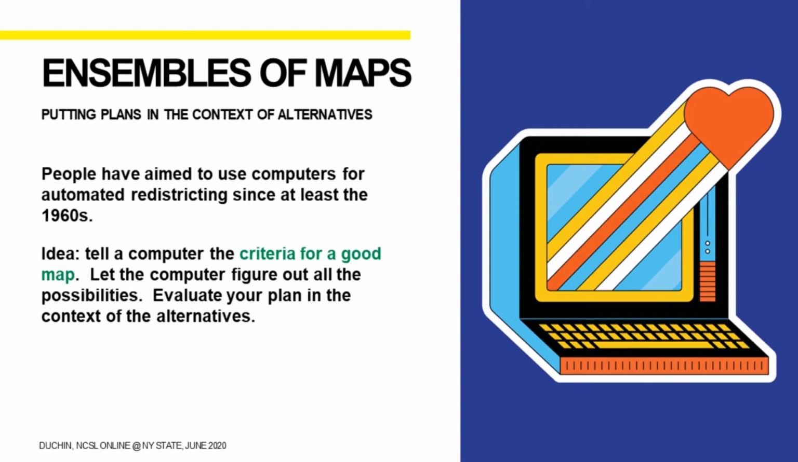First I'll say that this has been a dream in redistricting for 50 plus years. At least since the 1960s, computer scientists and political scientists have been writing articles saying that with the growth in computing power, we should be able to just tell a computer what we want. In other words, program in the criteria for the map, let the computer enumerate all the ways to satisfy the rules, and then compare your plan to the alternatives. This has been the dream.